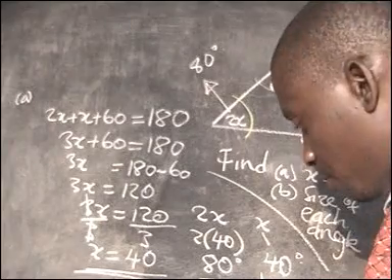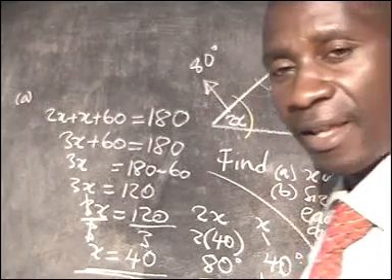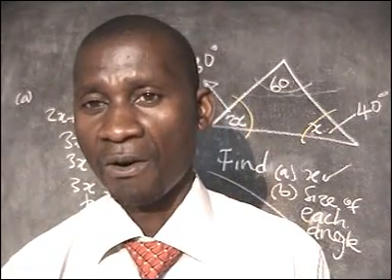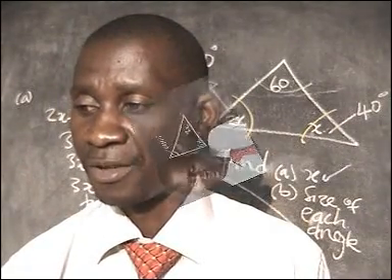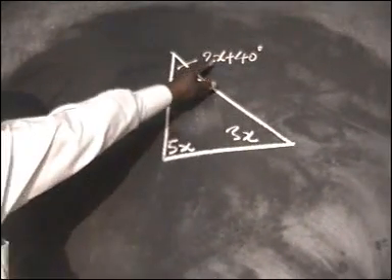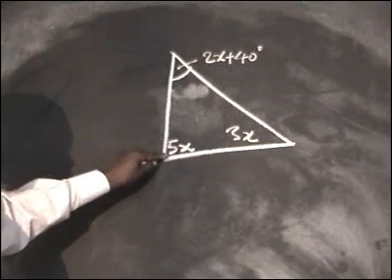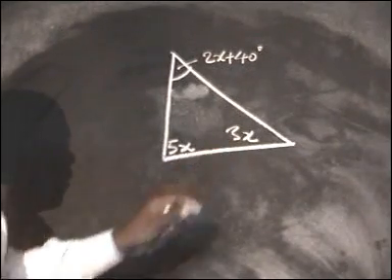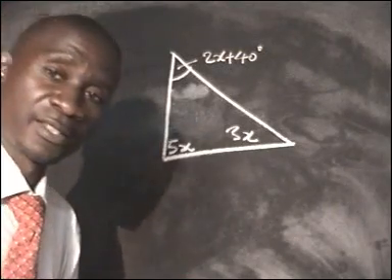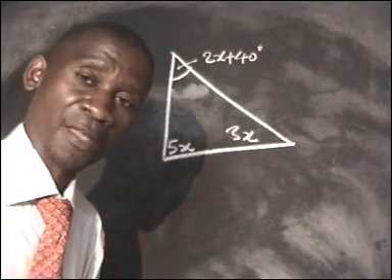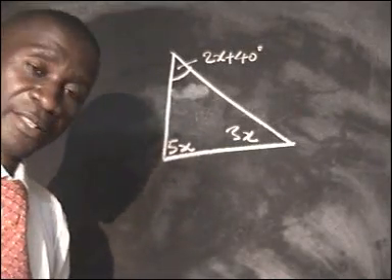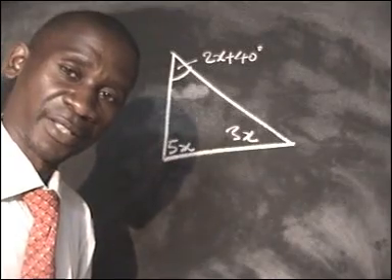Without wasting much of your time, allow me to give you another example in a triangle form where an equation can be formed. The three angles of a triangle are 2x plus 40, the first angle, 5x and 3x. In the first place, you have to find the value of x, and this can be done by forming an equation. And the second question is to find the size of each of the three angles.